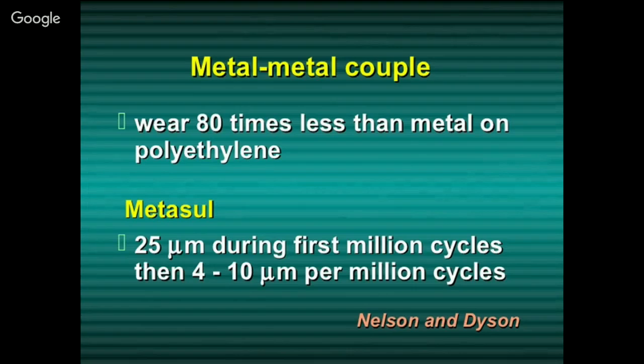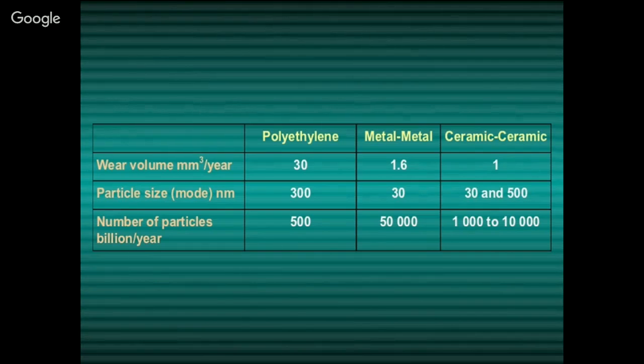Metal on metal wear is 80 times less than metal on polyethylene. Metal wear is 25 microns during the first million cycles and 4 to 10 microns per million cycles thereafter. If you look at polyethylene, metal on metal and ceramic on ceramic, the wear volume, in comparison to the number of particles, shows that ceramic on ceramic is the best we have now. Then we have metal on metal, then metal on poly.